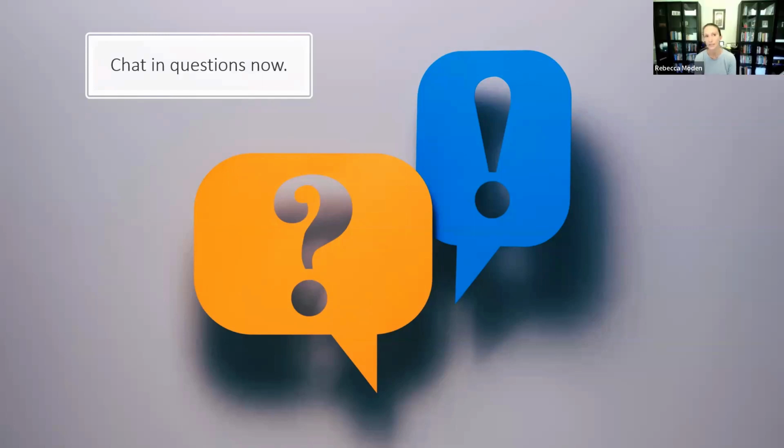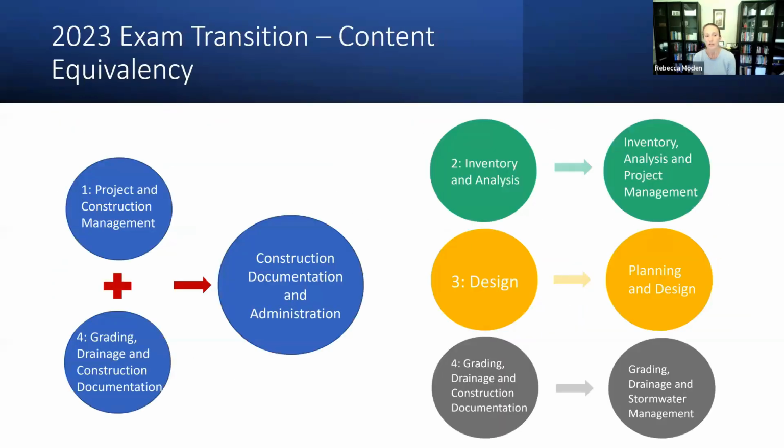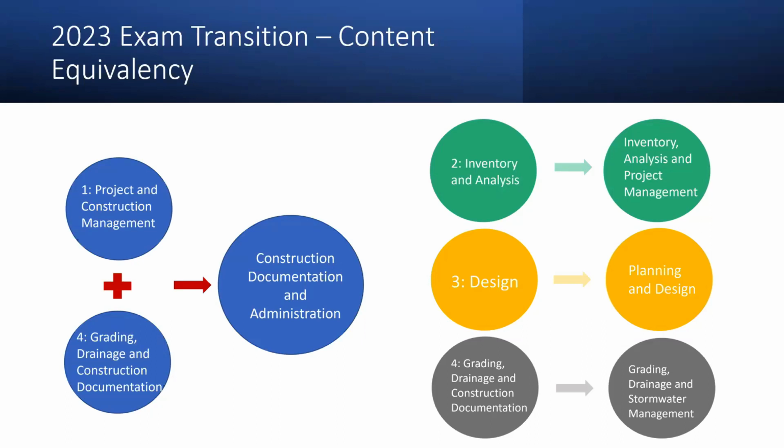So basically what will happen is section 1, in combination with section 4, are going to be the new construction. The new construction documentation and administration will be parts of section 1 and parts of section 4. And so if you've passed section 1 but not passed section 4, you have to take the new construction documentation and administration section. So you will see content that you saw in section 1 on this new section. Is that kind of the question, I think? I believe so.